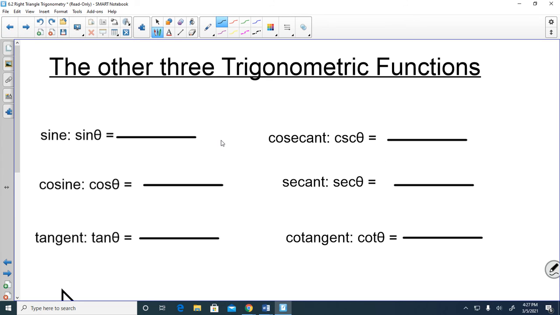Now there's also, in addition to sine, cosine, and tangent, 3 additional trig functions. Their names are cosecant, secant, and cotangent, and their abbreviations are CSC, SEC, and COT. And here's how they work. If sine is the opposite divided by the hypotenuse, cosecant is the reciprocal of that. So the reciprocal means flip the fraction. Cosecant would be the hypotenuse divided by the opposite.